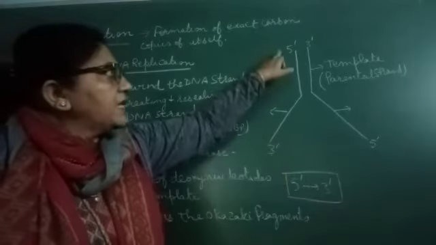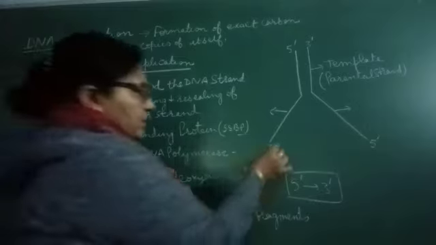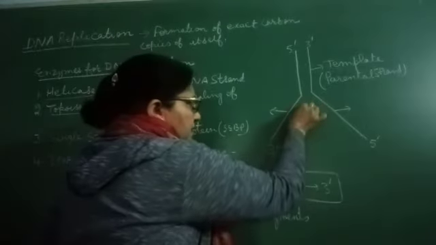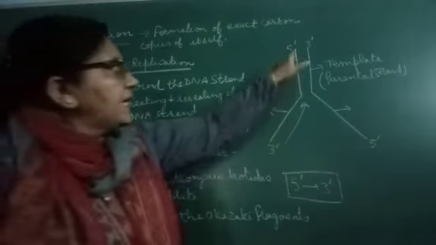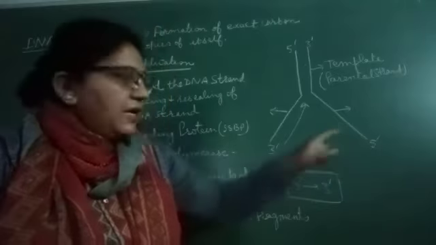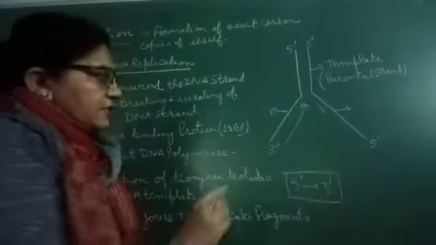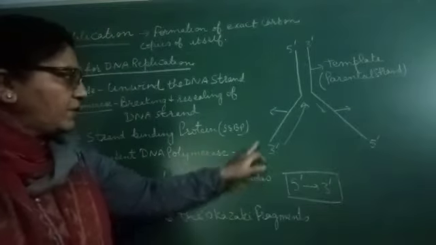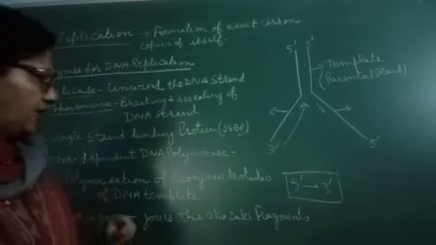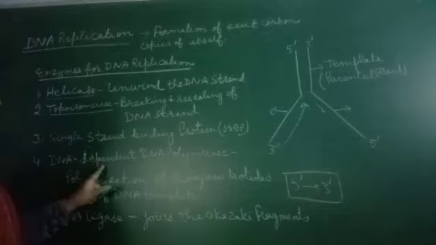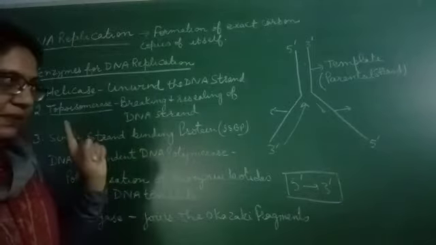Now this is 3' to 5'. Then the new strands will form from this side. Here that is 3' to 5'. The new strand will form from this way. Fine. So how are they going to form and how do they become complementary with each other with the help of a DNA dependent DNA polymerase.